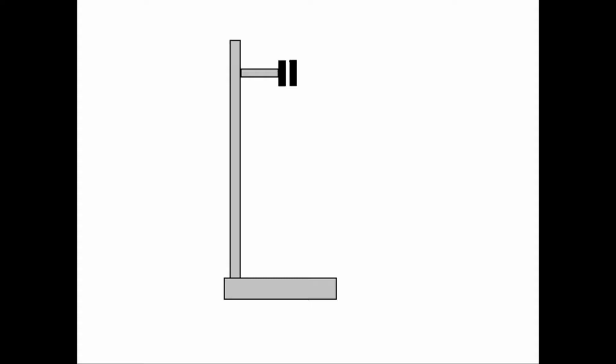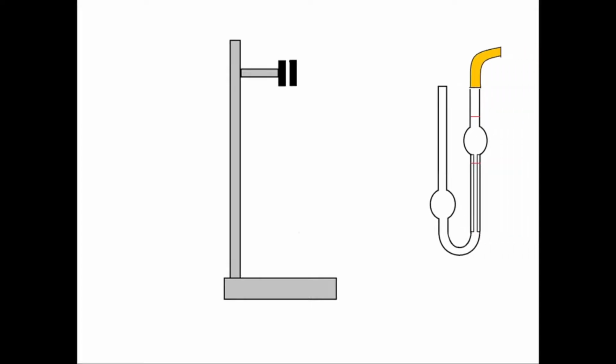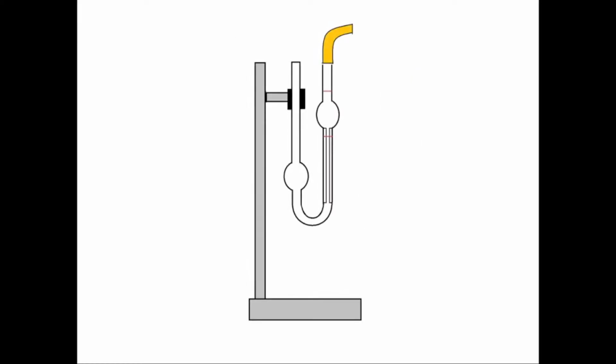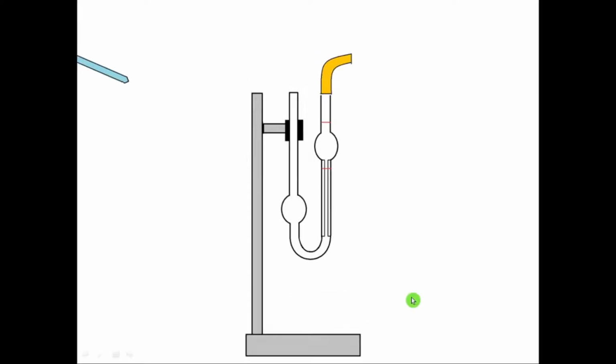First, we have to take a stand and clamp on the viscometer, obviously. Then fix this viscometer to the stand and clamp. Now we have to take water inside this Ostwald viscometer. For that purpose, we can use a 10 cc pipette. We may take 20 cc water inside this Ostwald viscometer. It depends on the capacity of the viscometer.